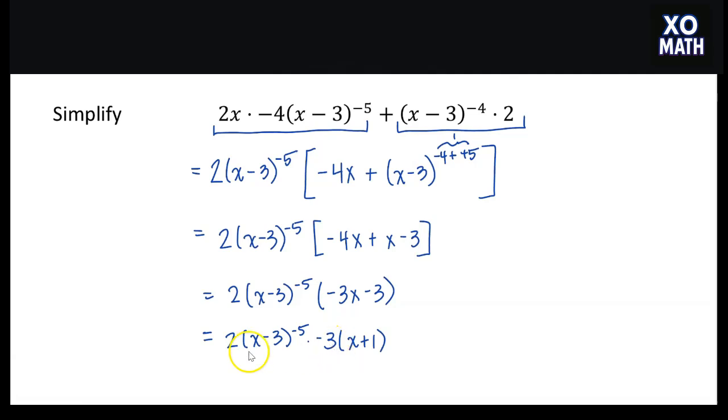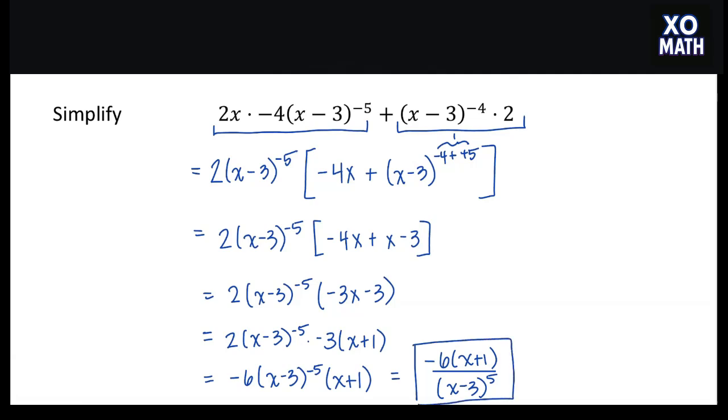The 2 and the negative 3 can multiply together. So now this is just all one term. And so I'm going to multiply those factors. And I have negative 6 times the quantity x minus 3 to the negative 5th times the quantity x plus 1. And I'm almost done. The final answer is going to be to move the binomial with a negative exponent to the denominator. So I have negative 6 times the quantity x plus 1 all over the quantity x minus 3 to the positive 5. This is my simplified answer.